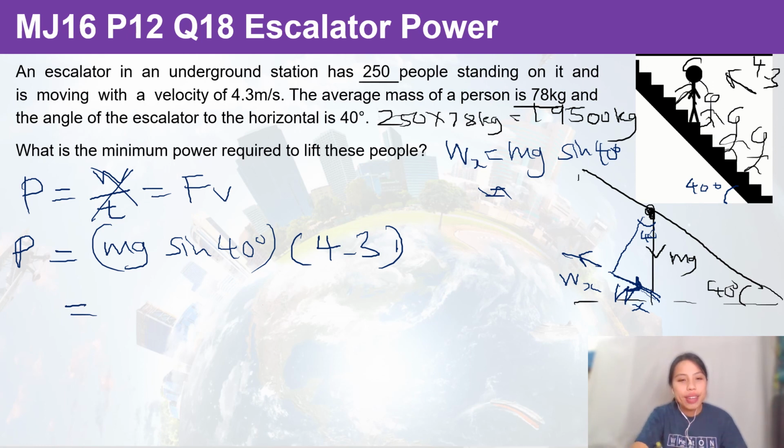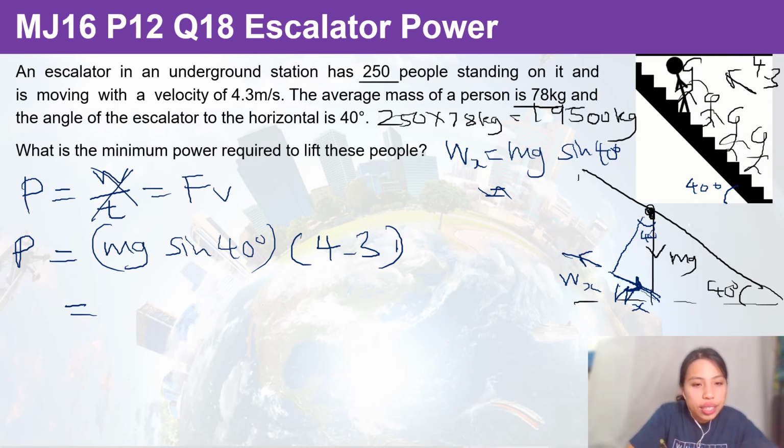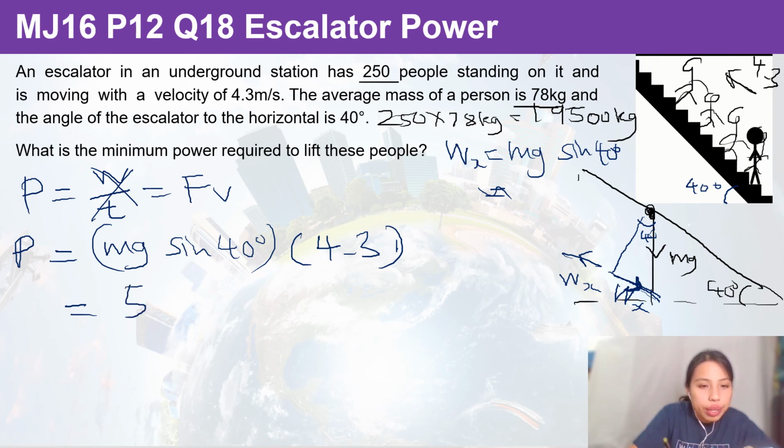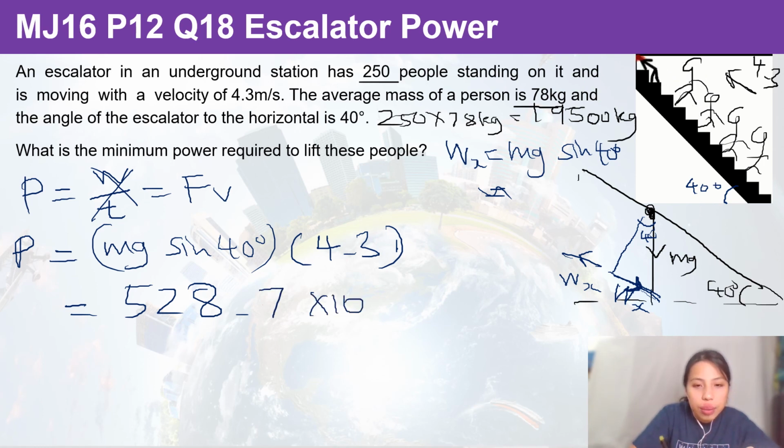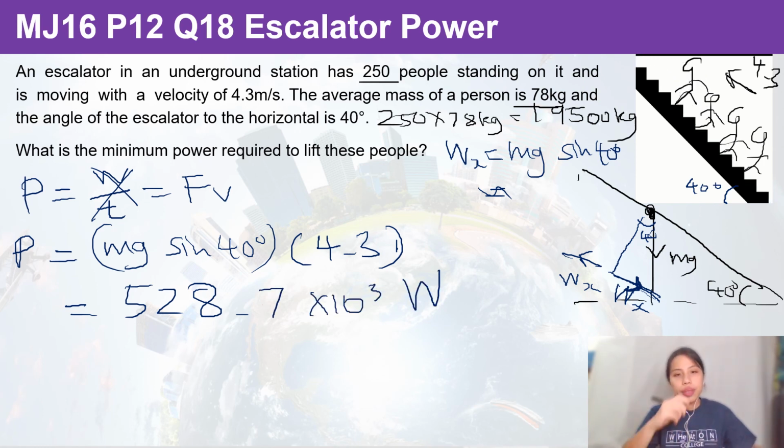So here what we have, mg, we got 19,500 times 9.81 times sine of 40 times 4.3. Whoa, that is a lot of energy. And a lot of watts. So here on my calculator, I got about 528.7 times 10 to the 3 watts.